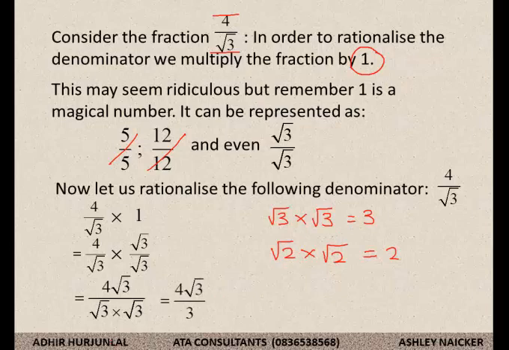To continue, 4 multiplied by root 3, I cannot do anything with it, but root 3 times root 3 is equal to 3. And this is your final answer. I cannot simplify any further, and if you have a look at this denominator here, it has been rationalized. Quite a simple process. Let us go further into examples that are a bit trickier than this, but nonetheless still easy.